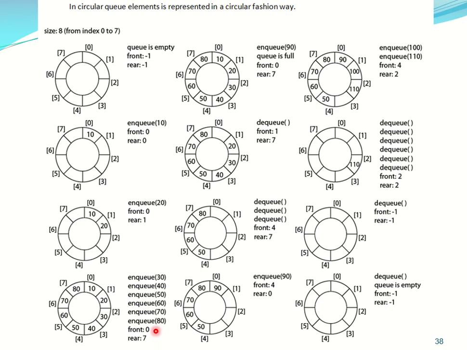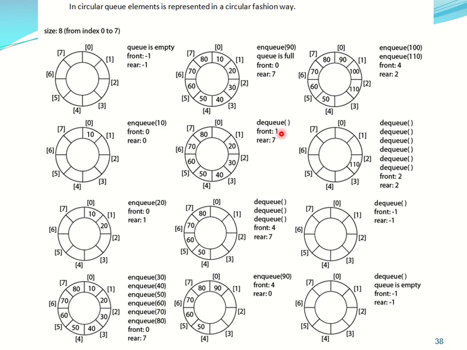So now front is 0, rear is 7. Can you enqueue another item, enqueue 90? No, it will be overflow. The statement will be that the queue is already full. So front and rear still maintain the index values 0 and 7. Now, can you dequeue? Yes, you can dequeue because there are items in the queue.